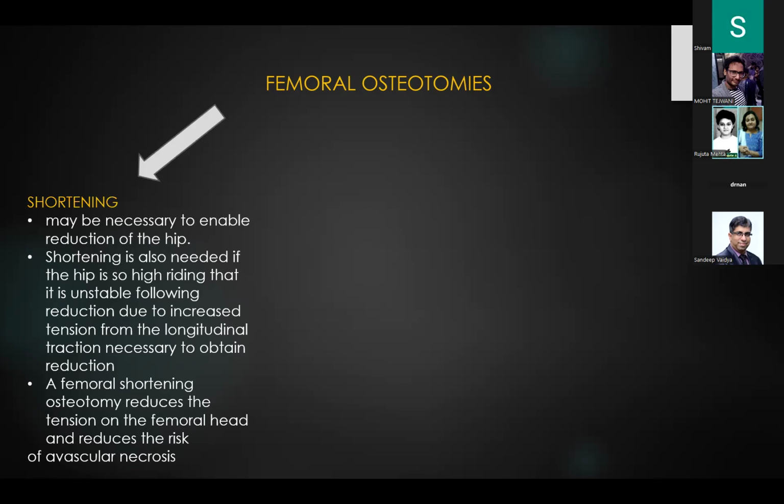So shortening osteotomies may be necessary to enable reduction. Shortening is also needed if the hip is so high riding that it is unstable following reduction due to increased tension. And a femoral shortening osteotomy reduces the tension on the femoral head and reduces the risk of AVN.